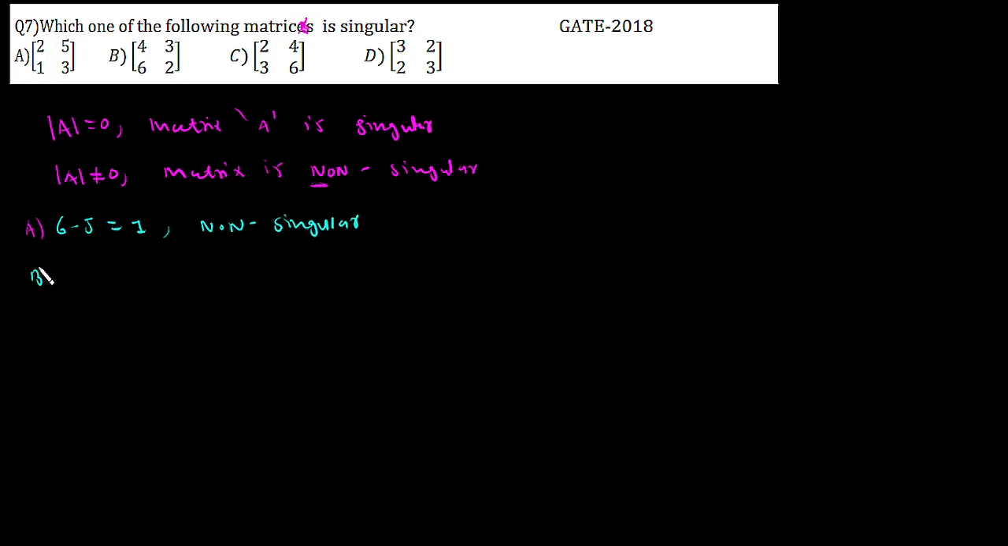Now let's check for option B. So 8 minus, and again we are getting minus 10. Again I am getting a non-zero value, so again I have to put non-singular.